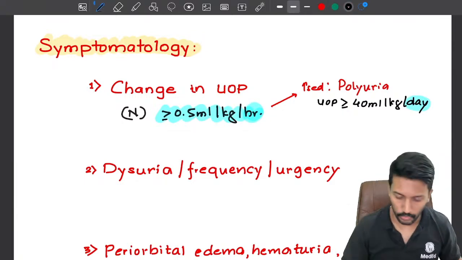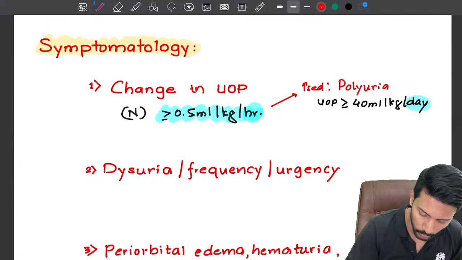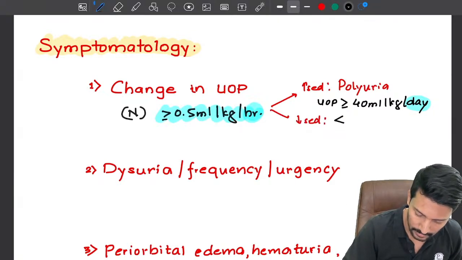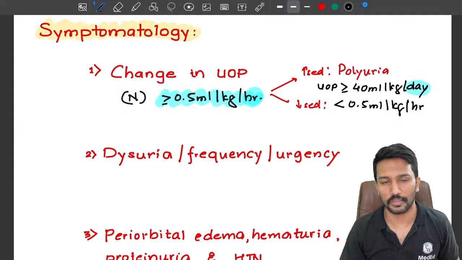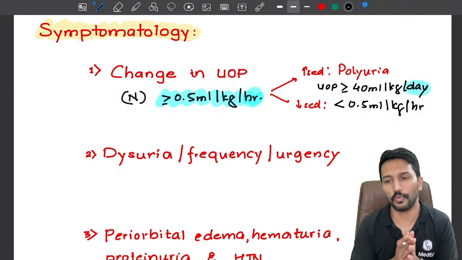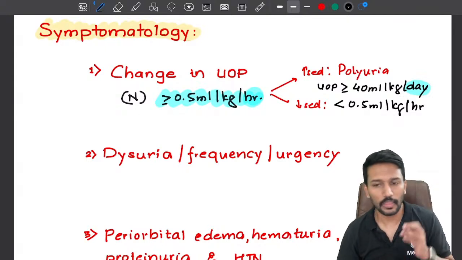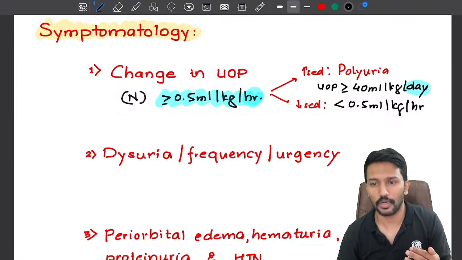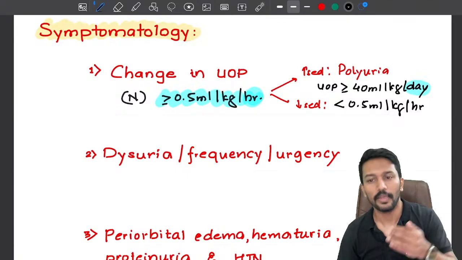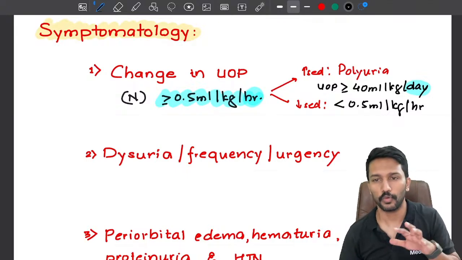Okay, then we call it polyuria. And when the urine output is decreased, when it is less than 0.5 ml per kg per hour... So if you are a 50 kg person, what should be your normal urine output per hour? 50 kg person, 0.5 ml per kg, so 25 ml per hour should be your urine output. If it is less than that, that means the urine output is decreased.